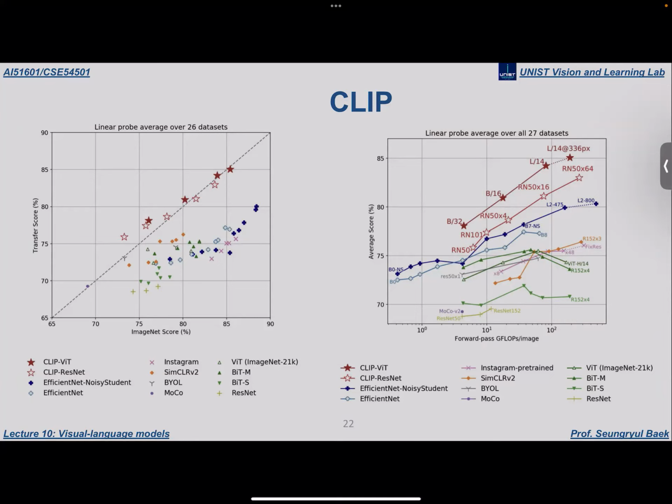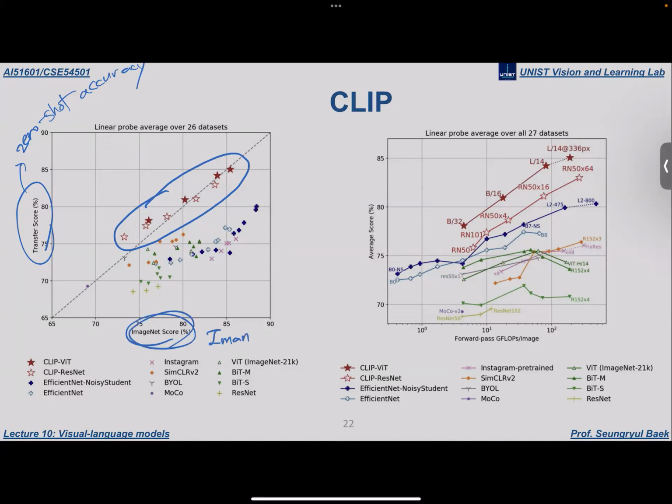So this is some interesting result of CLIP. This is an interesting graph. The y-axis is denoting maybe the zero-shot accuracy, and this is the ImageNet performance. CLIP is denoted as a star, and all other algorithms are denoted as other symbols.